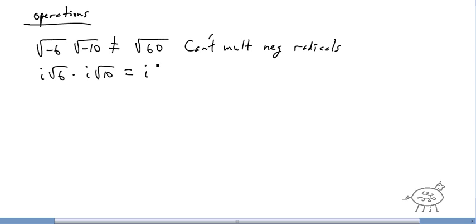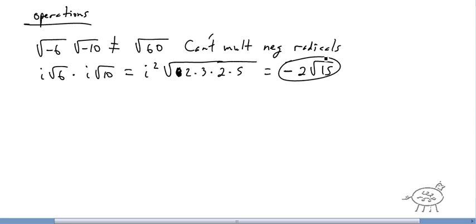So i times i is i squared, and that's 6 times 10. I don't know how you guys learned it back in the day, but I hate to multiply 6 times 10 when I know I automatically can take out a 2. So I'm just going to write 2 times 3, and 10 is 2 times 5. I just like that a lot better, because then I can say that's i squared. Well, first of all, i squared is negative 1, so I'm going to write negative. Take a 2 out, and you got 15 left over. There's your answer, negative 2 root 15. Same thing with division.